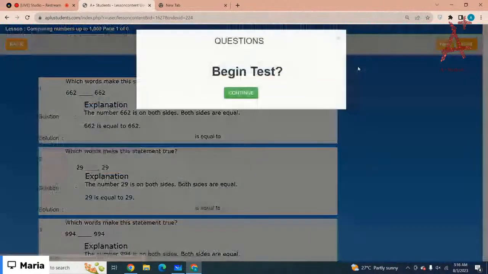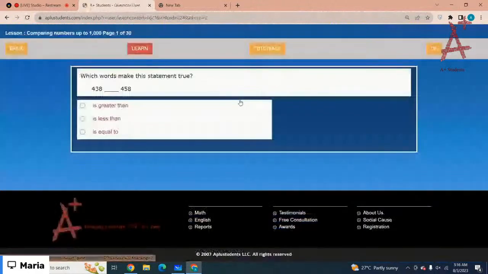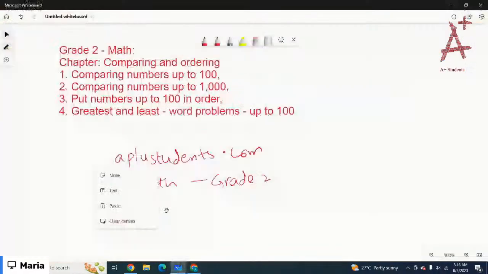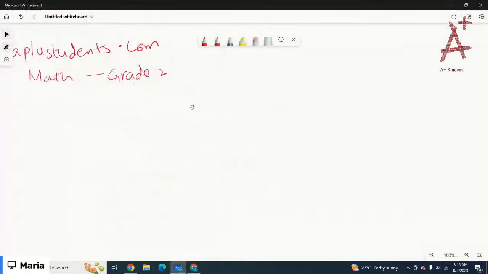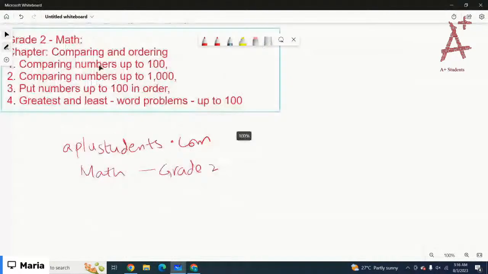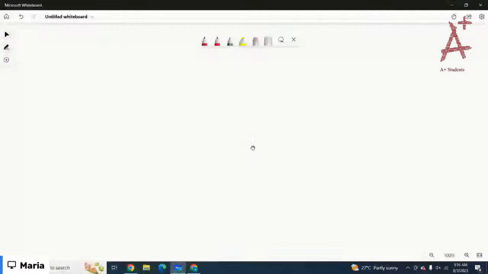We're going to learn how we compare the numbers that are greater than 100. Okay, which words make the statement true? You have to compare two numbers, 438 and 458. So you have to start comparing from the greatest digit, right? 4 is the greatest digit, like 4 has the greatest place value here, right?